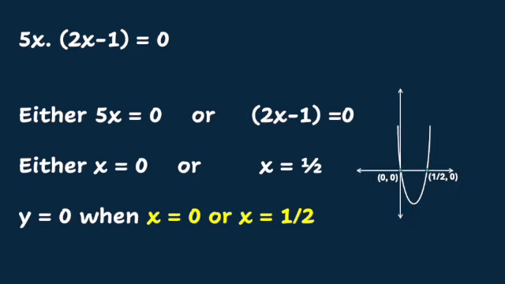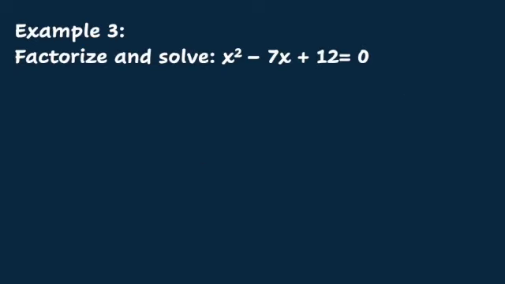Have a look at the parabola here, the graph for the equation. So here the quadratic equation, again the shape is a parabola, and y is 0 when x is 0 or x is half. In example 3, we need to factorize and solve x square minus 7x plus 12 equal to 0.